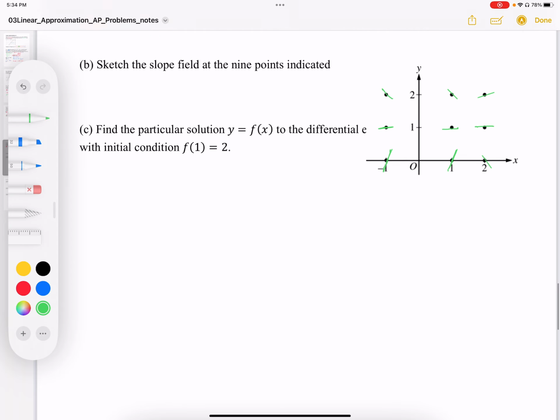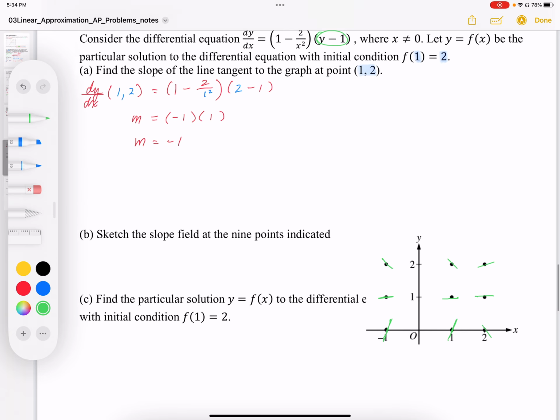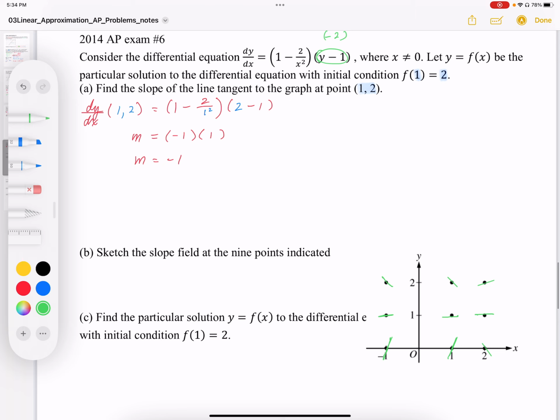The last part of this is solve the particular differential equation with the initial condition f of 1 equals 2. So that means I need to solve that differential equation. So I'm going to separate that differential equation and integrate it. I'm going to start with my original differential equation, dy over dx is equal to 1 minus 2 over x squared, okay, and then times y minus 1. The x's go with the dx's, the y's go with the dy's.